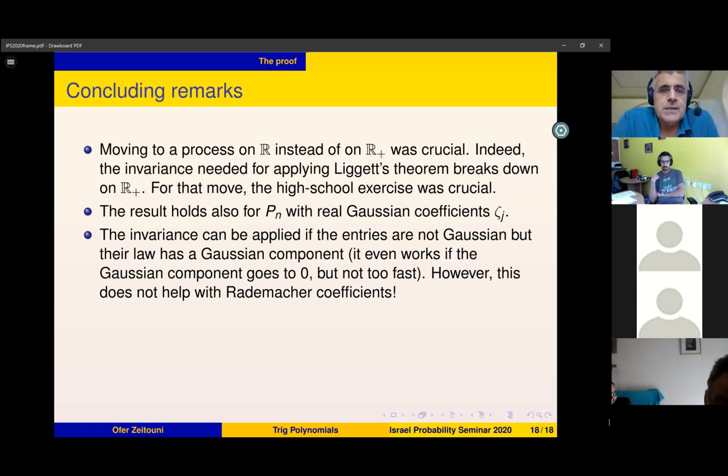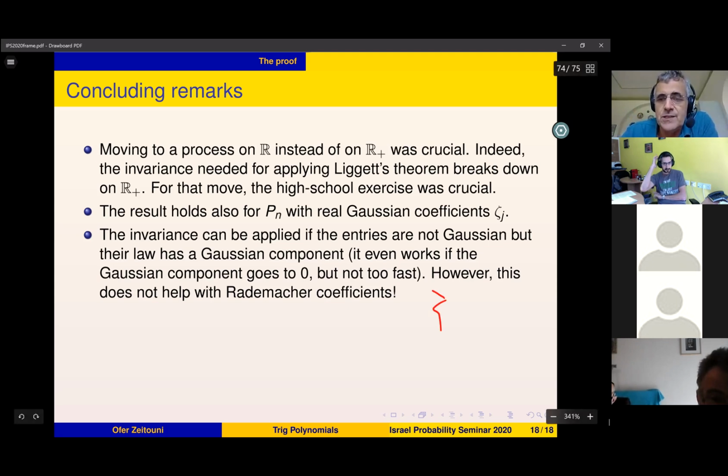The third remark is slightly more subtle. You can apply the invariance if the entries are not Gaussian, but the law has a Gaussian component. So what do I mean by that? Suppose that my zeta j to start with was equal to alpha gj plus beta eta j, where gj is Gaussian and eta is not.